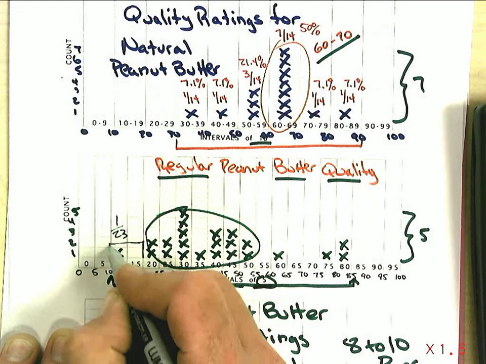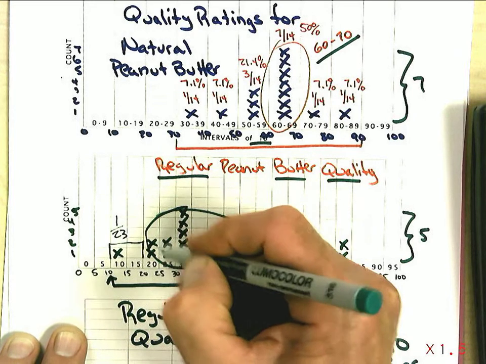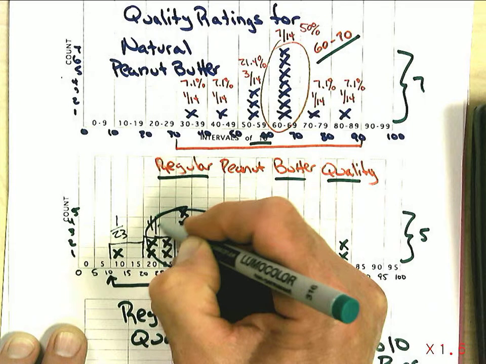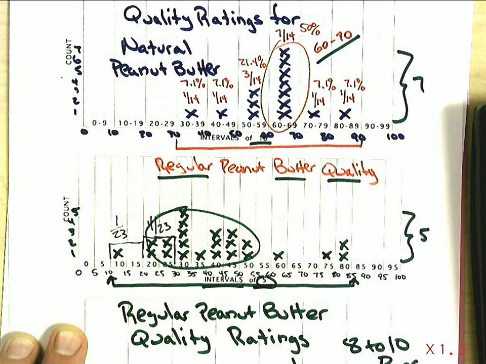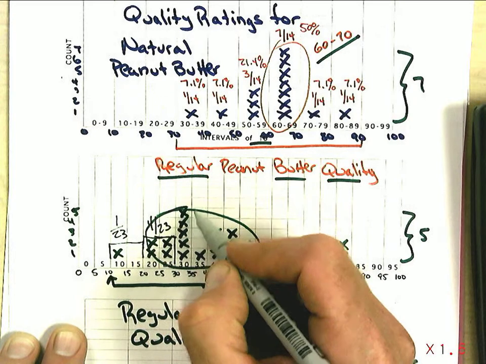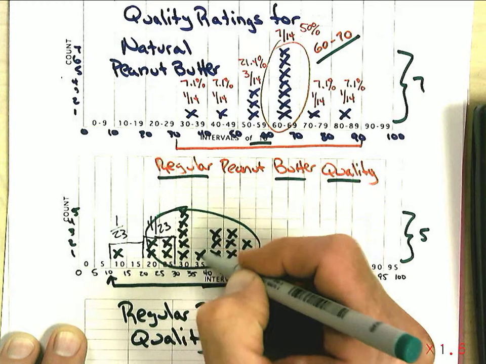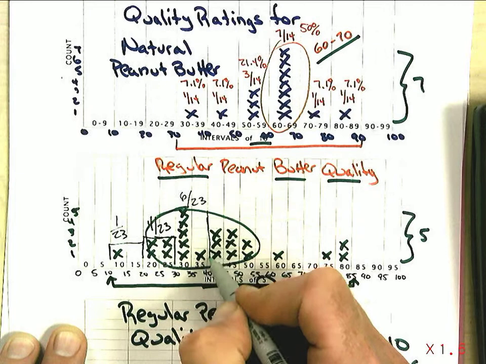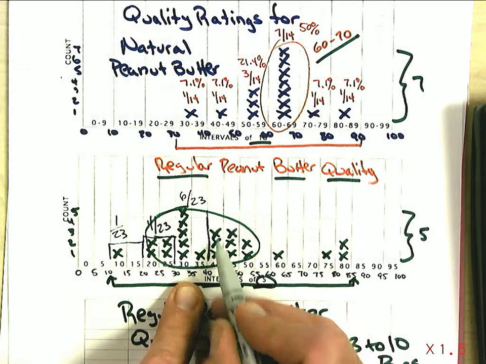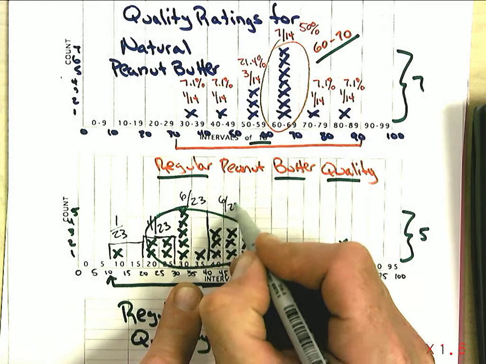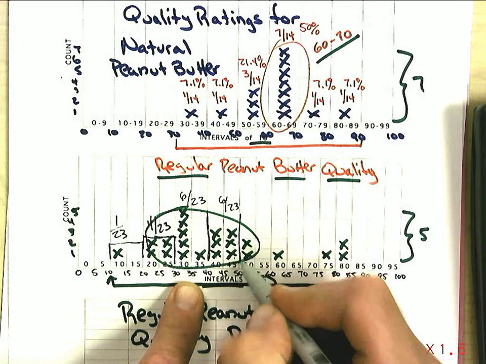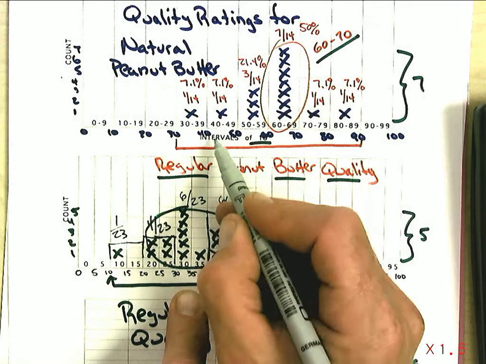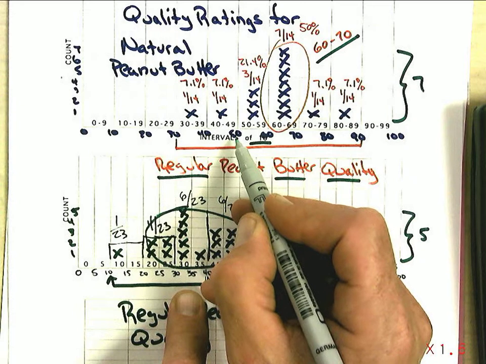So right there, I'm going to group them together. And then here's 4, these 4 out of 23 for the regular peanut butters. And then the 30 to 40 interval, we got 1, 2, 3, 4, 5, 6 out of 23 in this set here. And then 1, 2, 3, 4, 5, 6 out of 23 in the next interval of 10. And the only reason I'm doing intervals of 10 now is because I wanted to use the same interval spread that I used in the original one above.